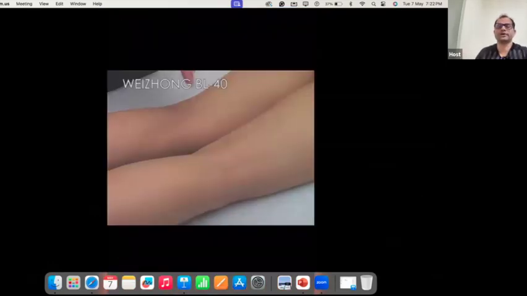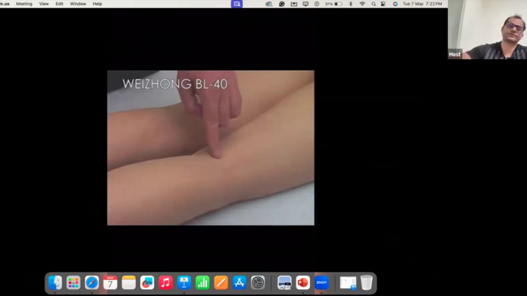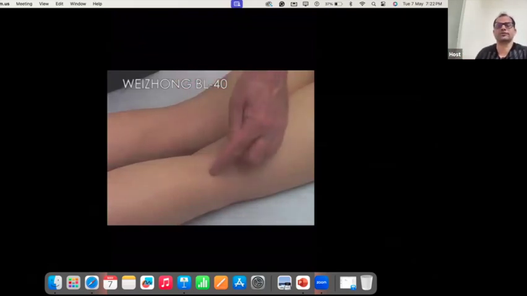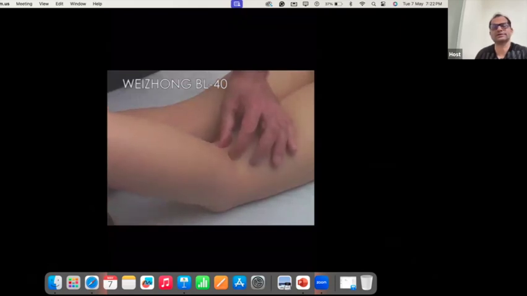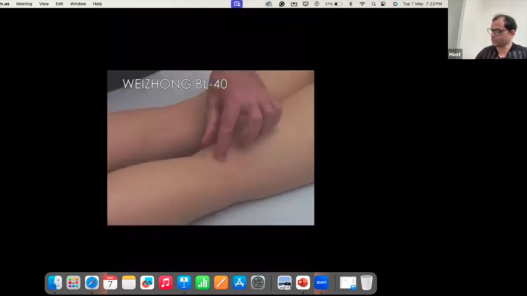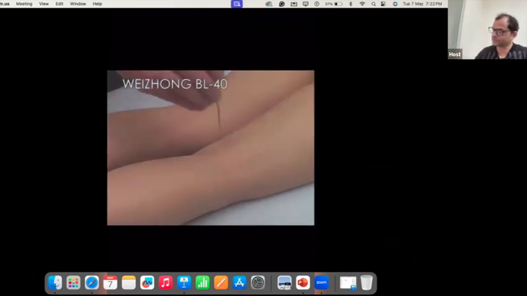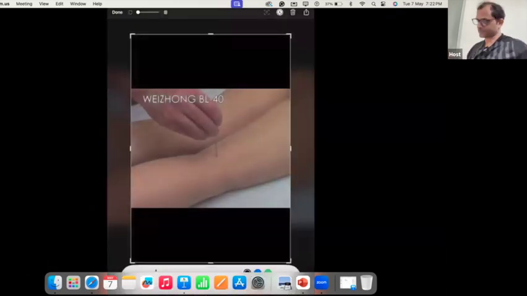So we know the location of urinary bladder body here. So generally we are talking about the location of urinary bladder body here. हमारे घुटने के बीच में सेंटर में UB40 पाया जाता है. Exactly in the center, that is the location of UB40, right? ये हमारा UB40 है. Okay.